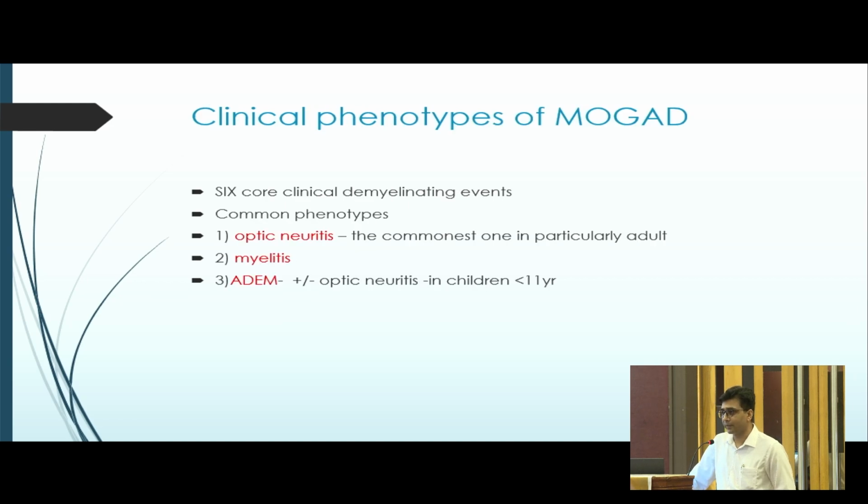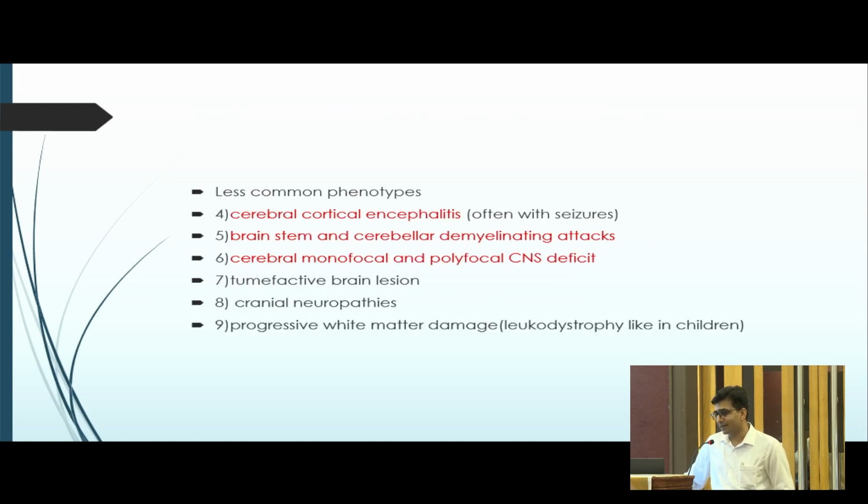So what are the clinical phenotypes of MOGAD? Six core clinical demyelinating events are associated with MOGAD. The most common first three: optic neuritis is the commonest, particularly in adults. Second is myelitis. Third is ADEM, which may be associated with optic neuritis in children. Less common are cerebral cortical encephalitis, brainstem and cerebellar demyelinating attacks, and cerebral monofocal and polyfocal CNS deficits. Other rare ones are tumefactive lesions, cranial neuropathy, and sometimes a leukodystrophy-like presentation.